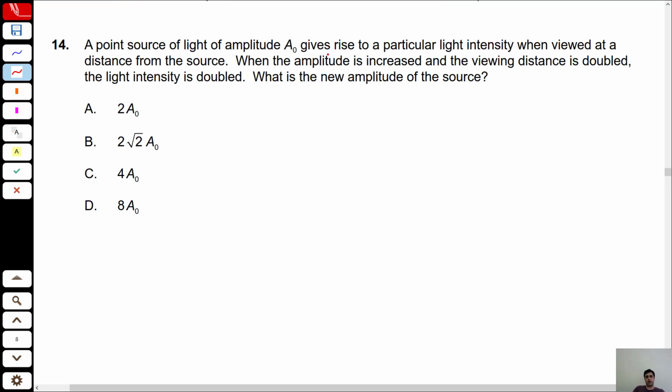A point source of light with an amplitude A0 gives rise to a particular light intensity when viewed at a distance from the source. When the amplitude is increased and the viewing distance is doubled, the light intensity is doubled. What is the new amplitude of the source?